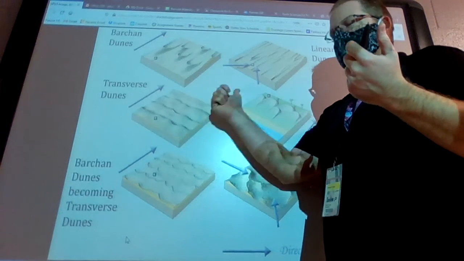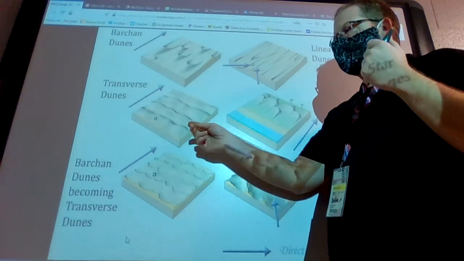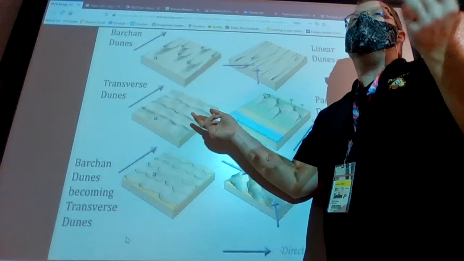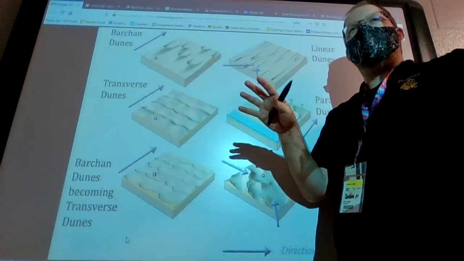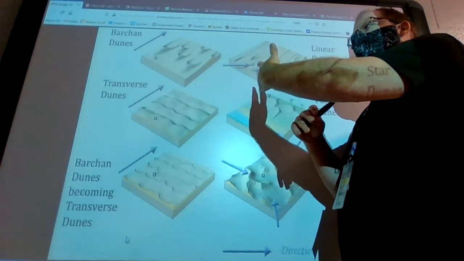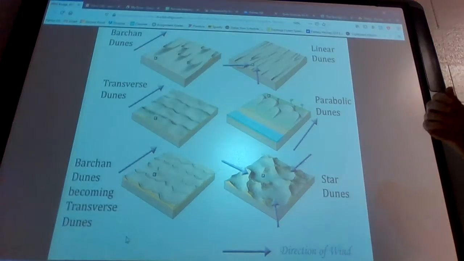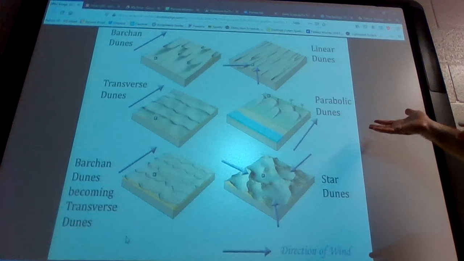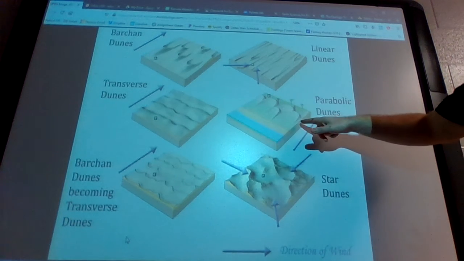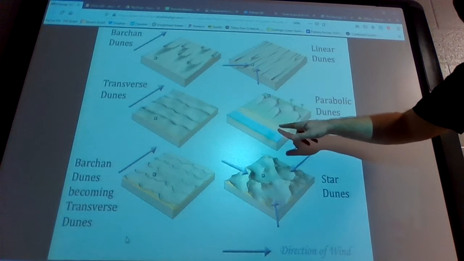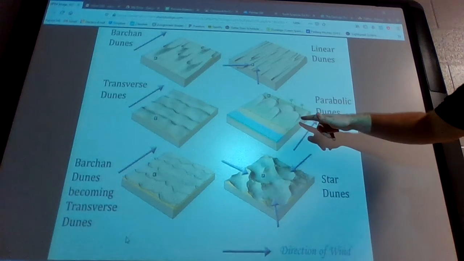The wind's usually blowing in one direction. This is probably something you would see near the beach, because usually when you have land and water, the wind is coming up from the water onto the land. But if you have more complex features, you can have different stuff going on. So you have parabolic dunes here, and they actually show the parabolic dunes near the beach.